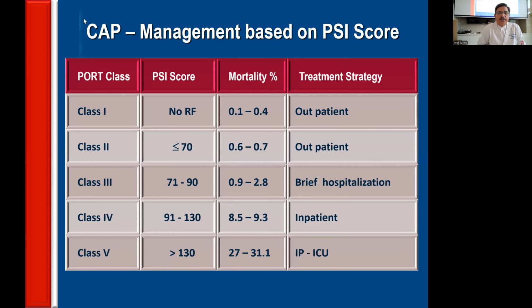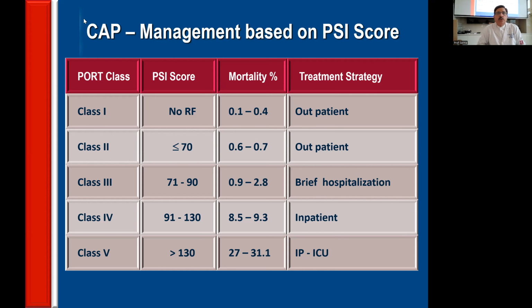Class 1 patient, the mortality is less than 0.4%, so he can be comfortably managed at home. Class 2 patient, that means PSI score less than 70, no risk factors, outpatient. Less than 70 score, the mortality is still low, treat him as outpatient. Class 3, between 71 and 90 PSI score, 0.9 to 2.8 is the mortality, you have to admit. Class 4, 91 to 130, you have to keep him for a longer while. Class 5, more than 130, the mortality is as high as 30%, inpatient in the ICU.